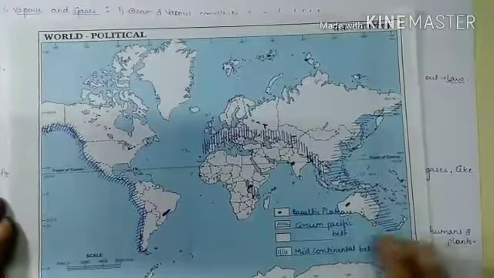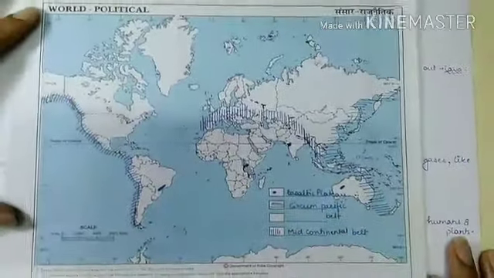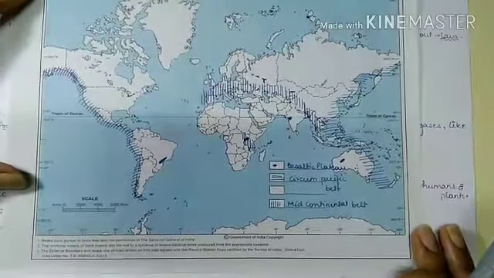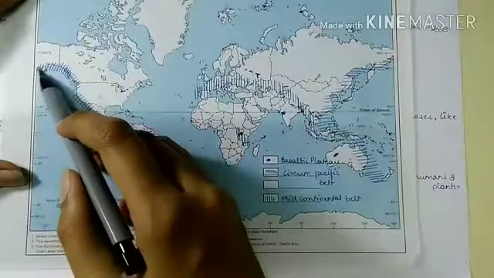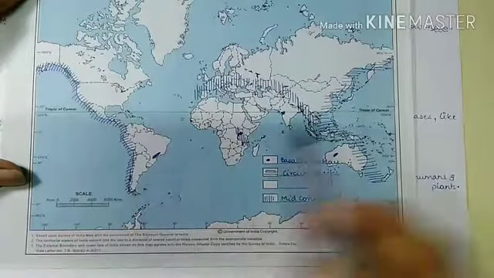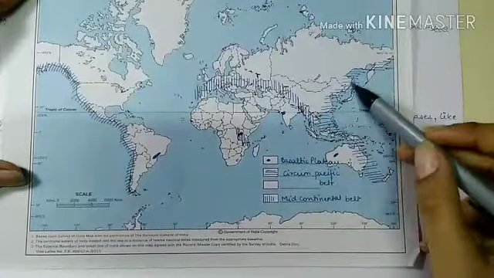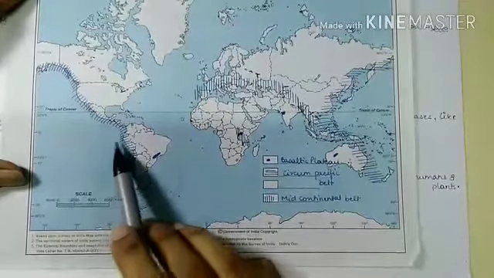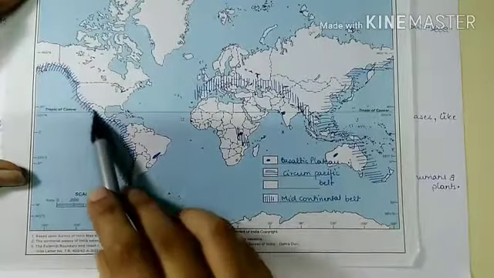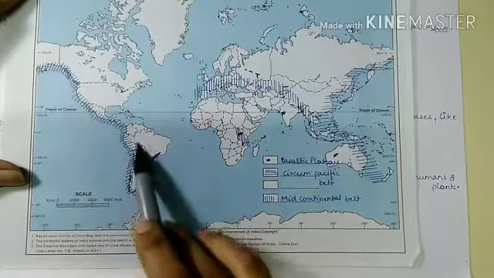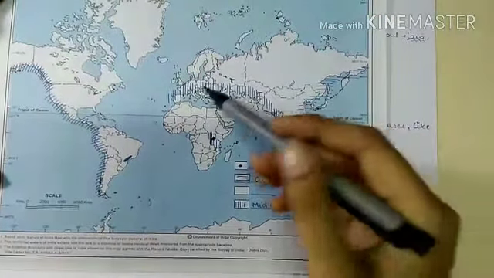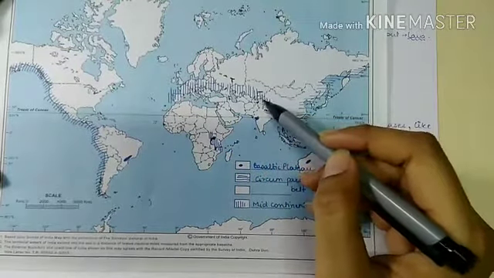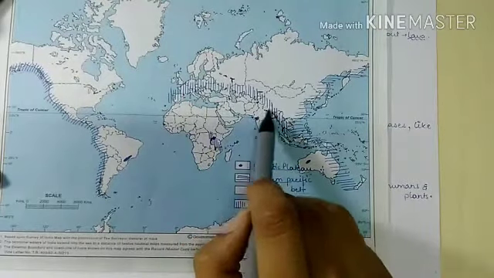Now after the eruption classification of volcanoes, we will look into the distribution of volcanoes. This is our circum-Pacific belt. This is basically the area where most volcanoes occur. Next is the mid-continental belt. Here also a huge amount of volcanoes are found.